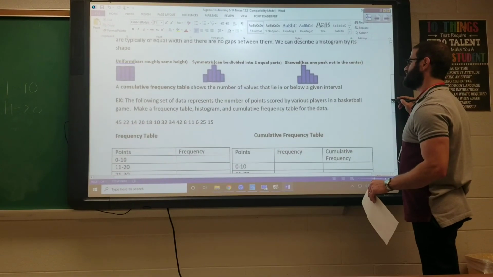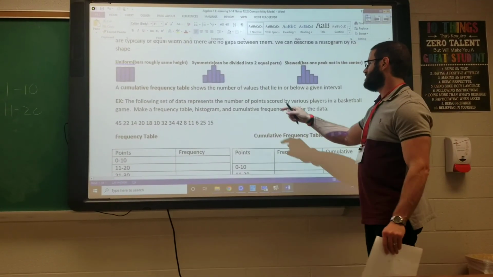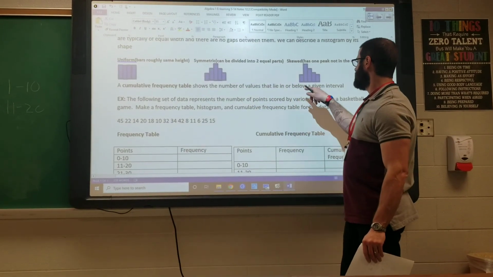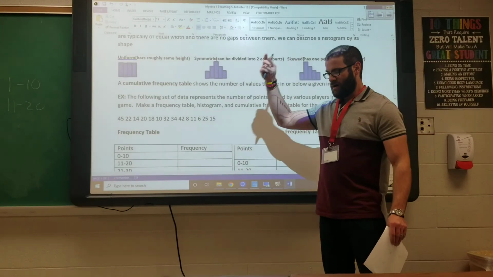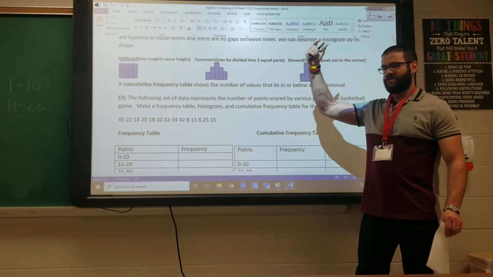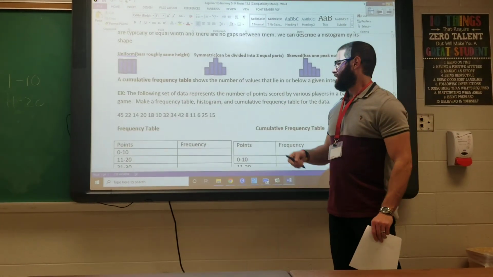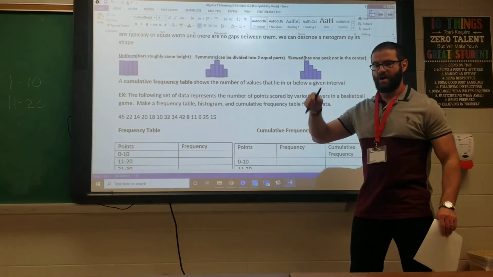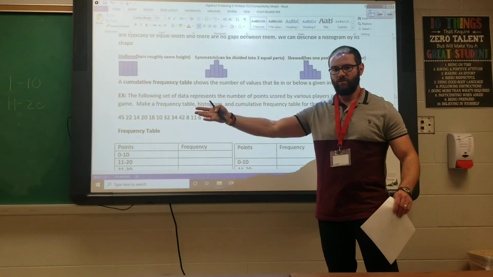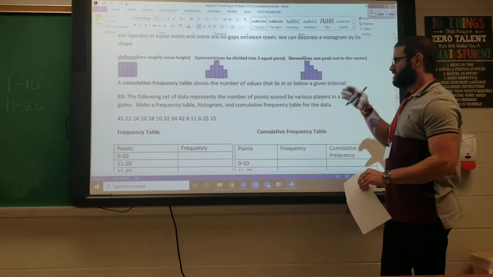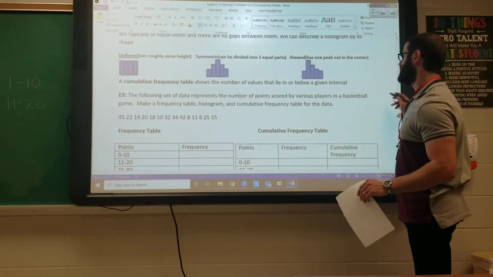A cumulative frequency table shows the number of values that lie in or below a given interval. So basically that involves adding up successive intervals. As we go from one interval to another, we add as we go along, and that gives us a value that we call cumulative frequency. We'll see how that works in just a second.